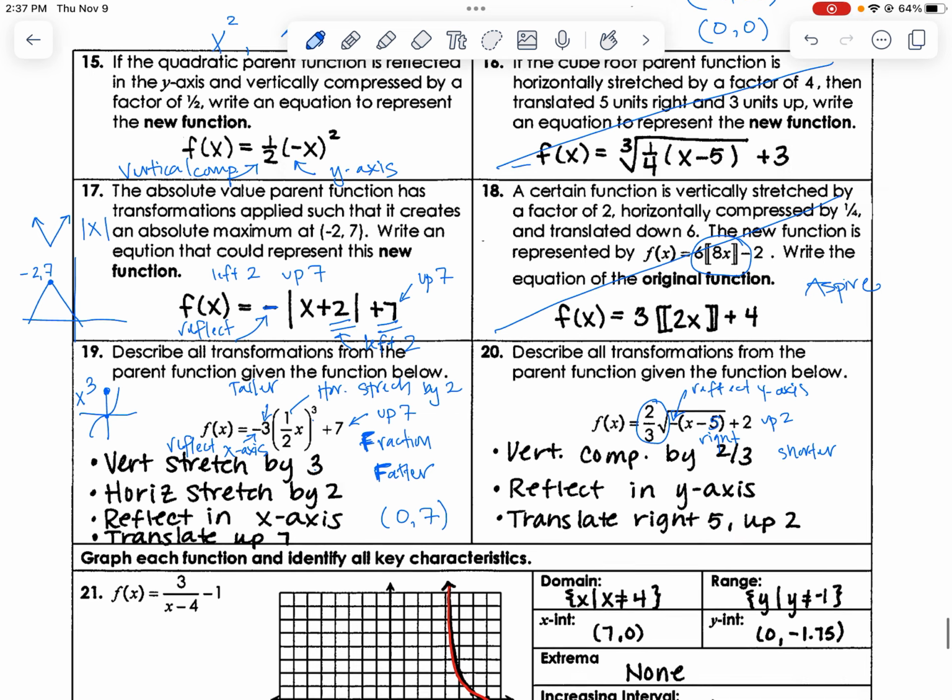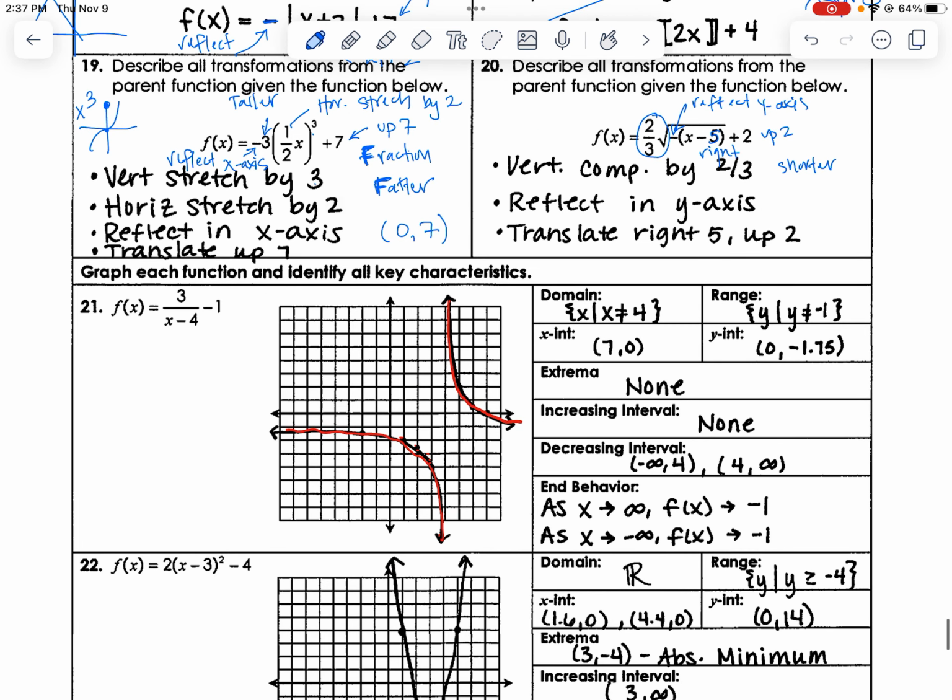Now, last part of this. I'm going to graph each function and identify all of the key characteristics. Let's make this the next video. I will see you in part 3.